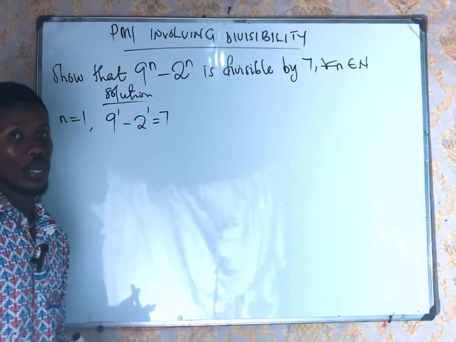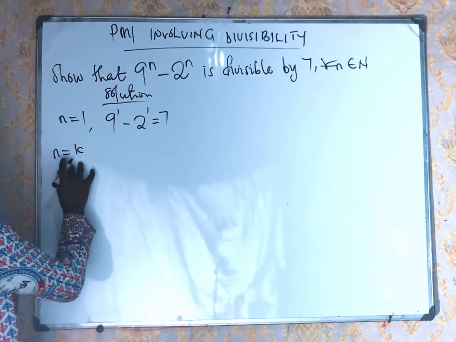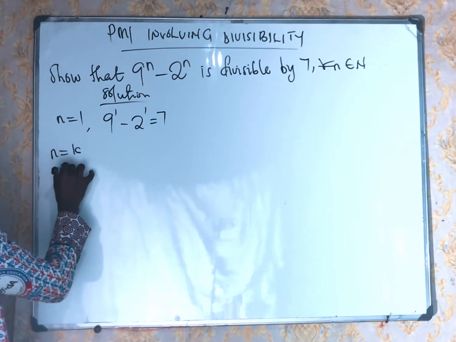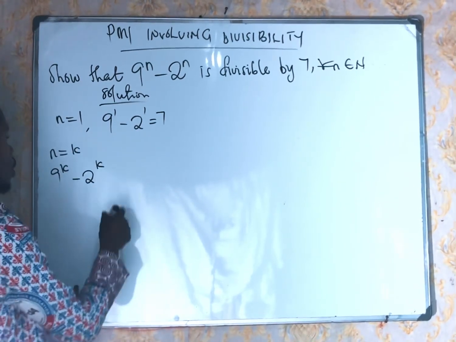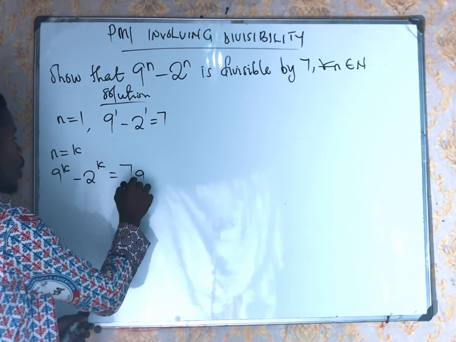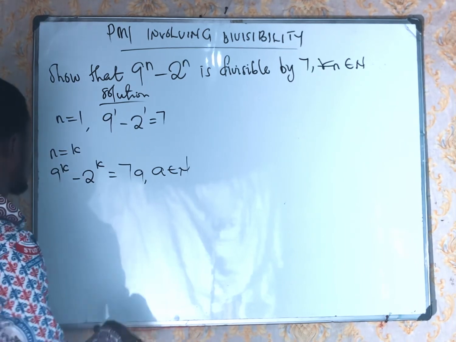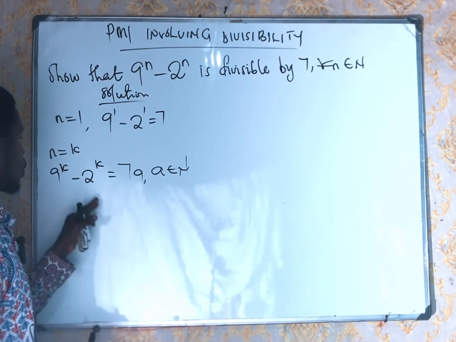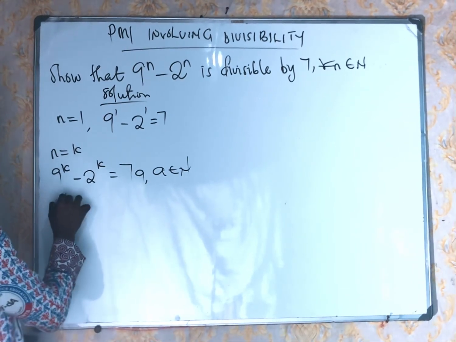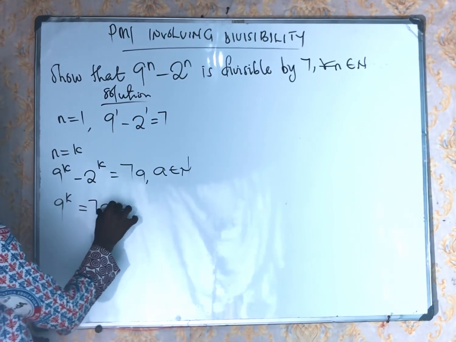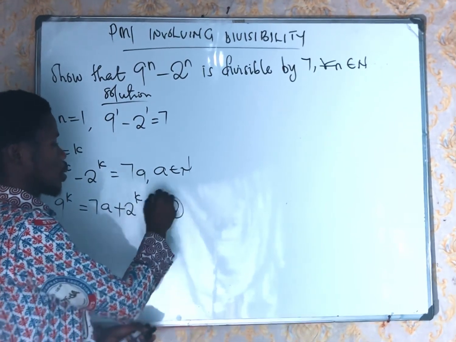We move to the next one, where we assume that n equals k. So let's put it there. We have 9 to the power k minus 2 to the power k, and because this is divisible by 7, I can equate it to 7a, where you know that a belongs to the natural numbers. Now, I want to make 9 to the power k the subject because I will use it for something. So 9 to the power k equals 7a plus 2 to the power k. Let me name that equation 1.